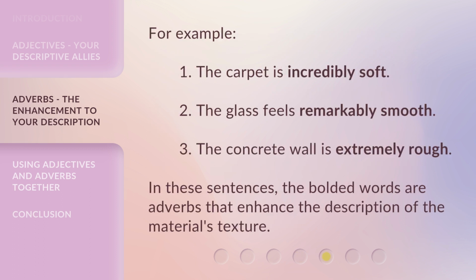For example, 1. The carpet is incredibly soft. 2. The glass feels remarkably smooth. 3. The concrete wall is extremely rough. In these sentences, the bolded words are adverbs that enhance the description of the material's texture.